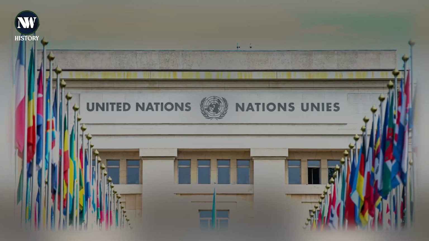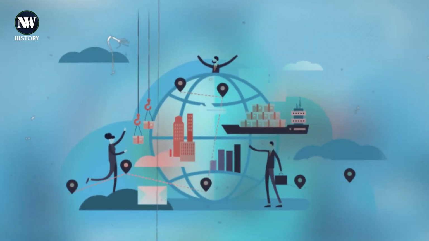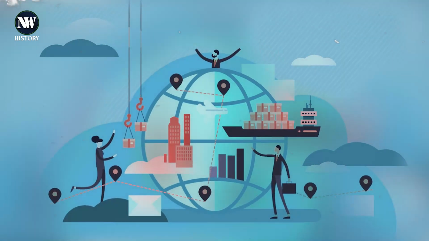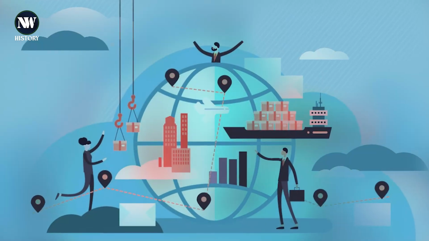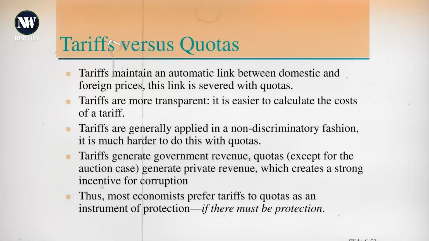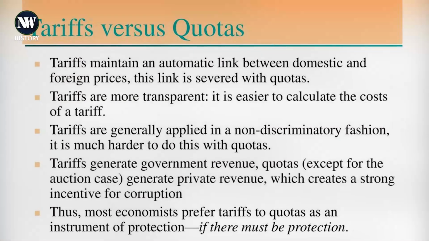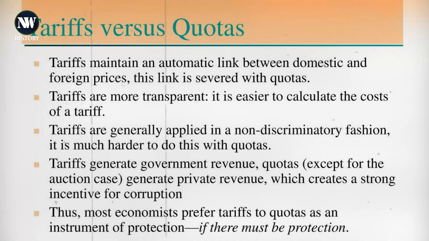GATT's architects understood that nations would never fully surrender economic sovereignty. Instead, they crafted a system that channeled protectionism into negotiable, transparent measures. Tariffs were okay, quotas were bad. Tariffs, that are also known as taxes, were permitted but subject to gradual reduction, while quotas, bans, were largely prohibited.